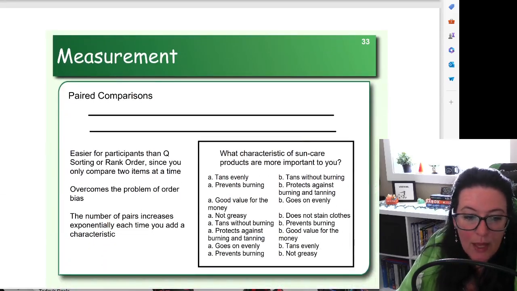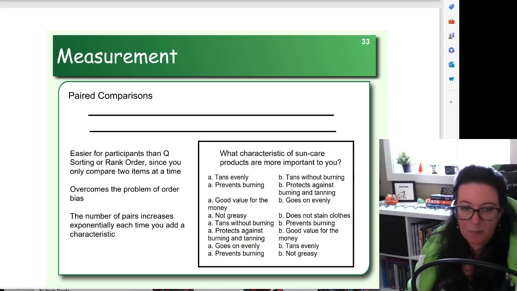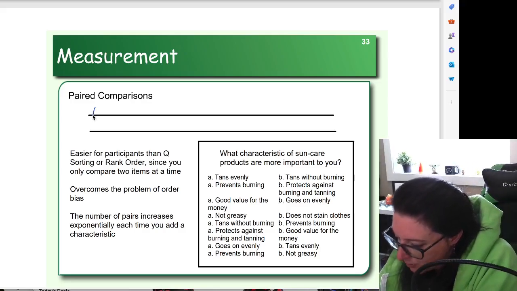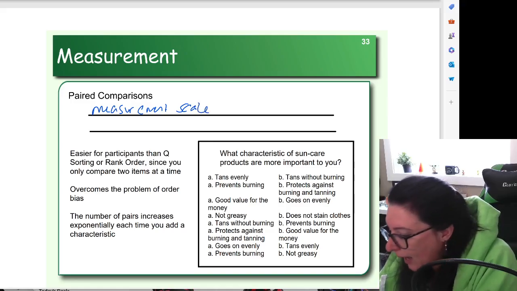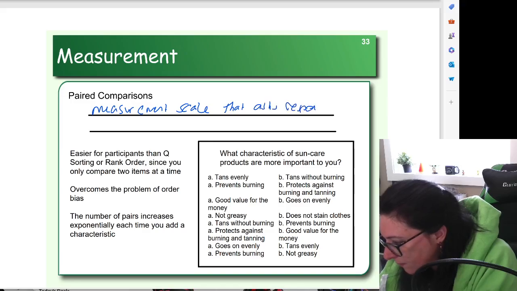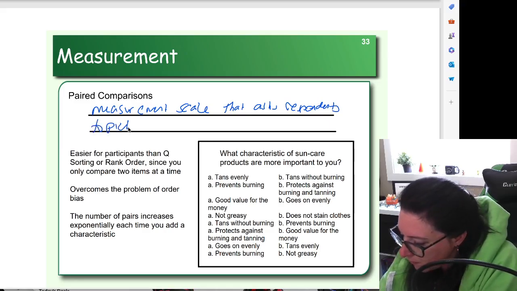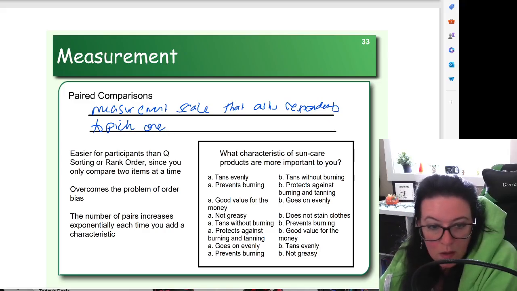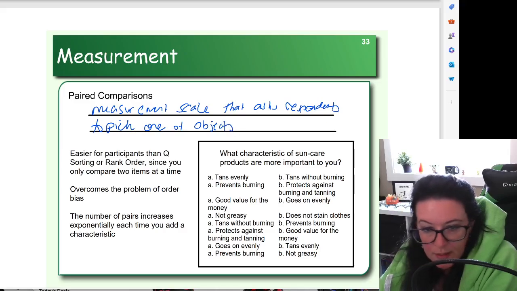Then the next one we want to look at here is what is called a paired comparison. A paired comparison is a measurement scale that asks respondents to pick one of two objects in a set.